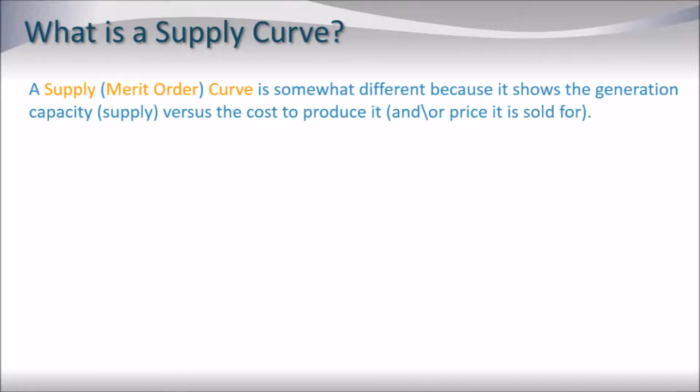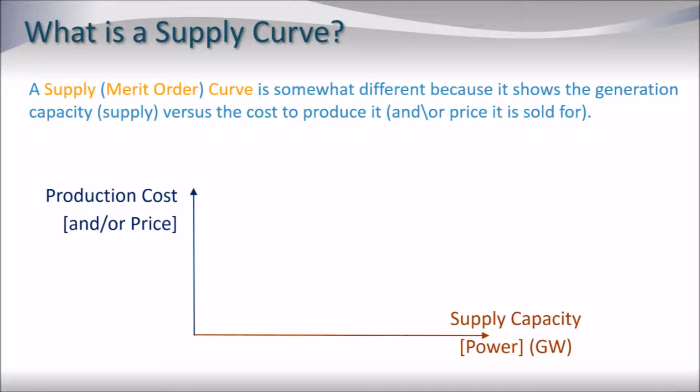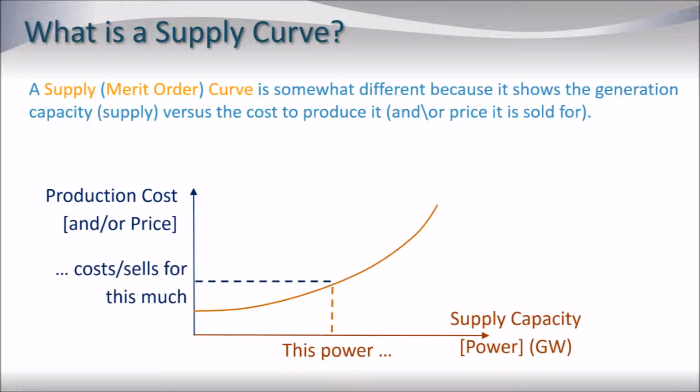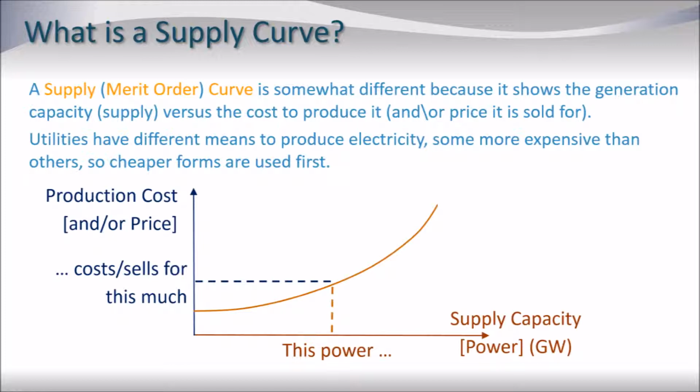A supply or merit order curve is somewhat different though, because it shows the generation capacity versus the cost to produce it and or the price it's sold for. A given amount of power sells or costs a corresponding amount of money. Utilities have different means to produce electricity, some more expensive than others, so cheaper forms are always used first. That's why it's called a merit order curve. The cheapest is coal and nuclear, and the most expensive is electricity produced from gas and oil.